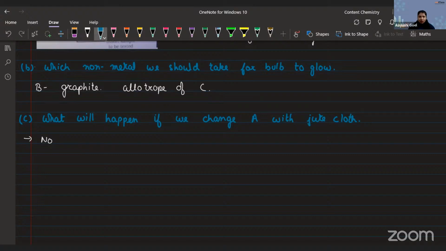Now I can take a solution also here. Let's say D, I'm changing A with pure distilled water. Will distilled water be able to conduct electricity? Will I be able to light my bulb? No, as no free ions are present.